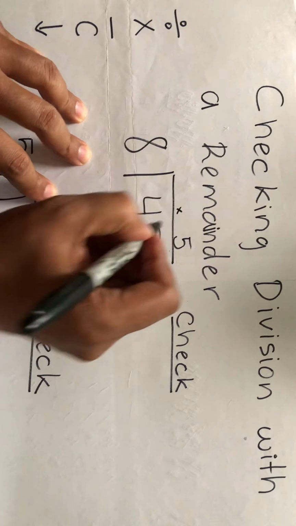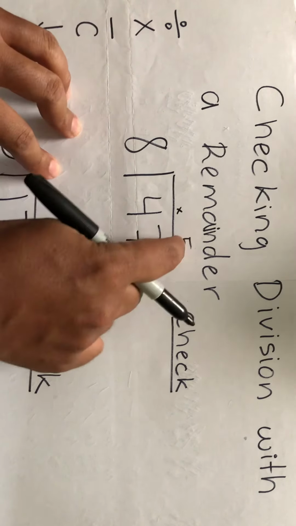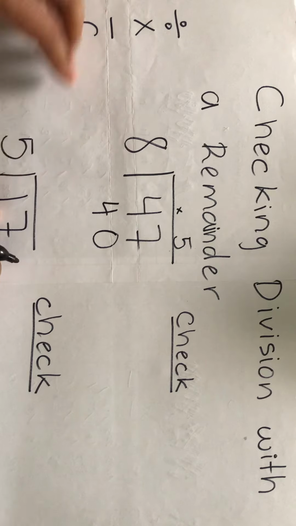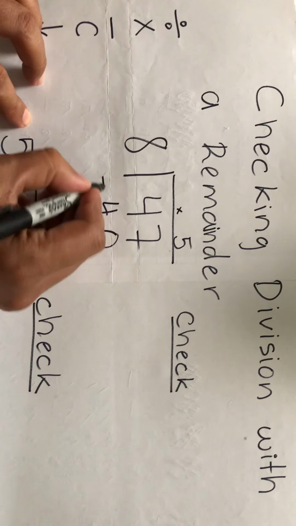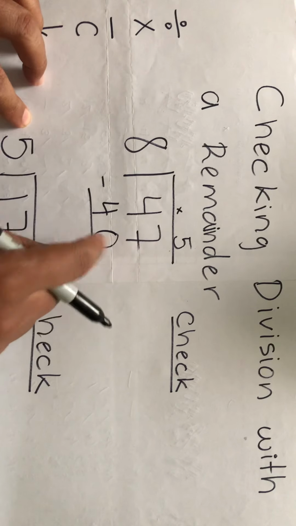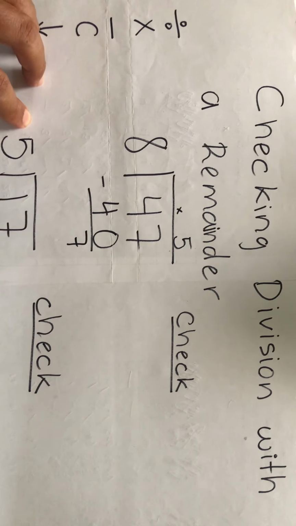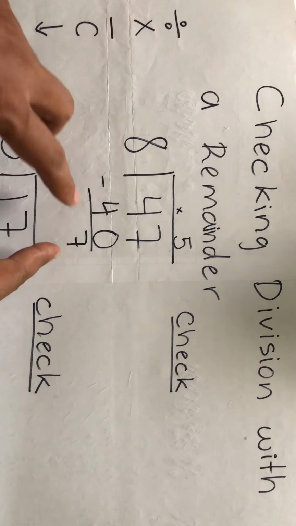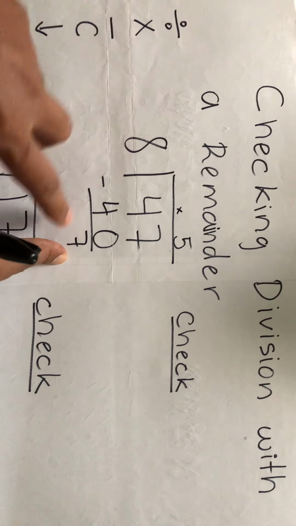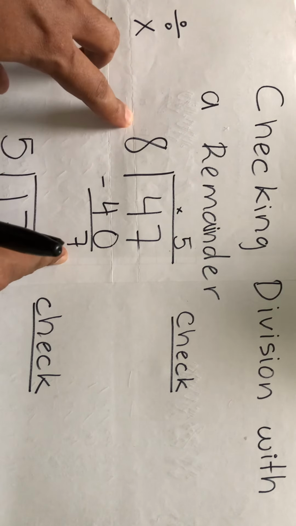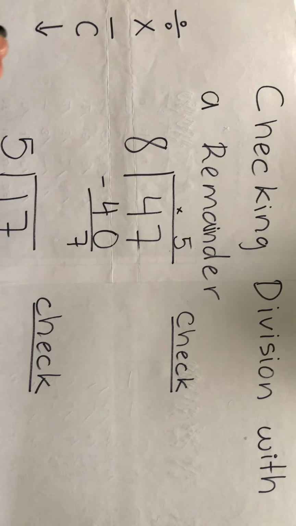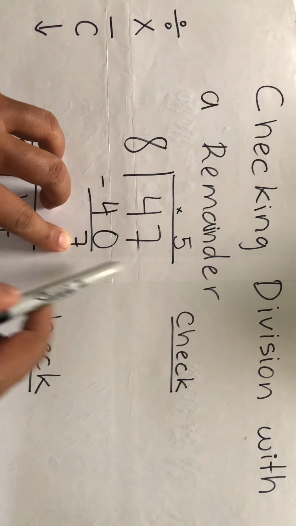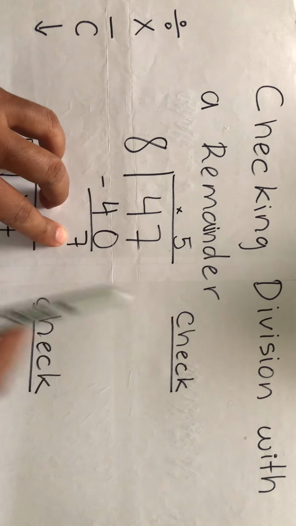And then the next step is multiply. 5 times 8 is 40. You write 40 and then continue, subtract. 47 minus 40, the difference is 7. If you compare, this is the next step, compare 7 to 8, the 7 is less than 8. The answer is correct. Okay? So this number is called remainder. The remainder, we're going to use it to check.